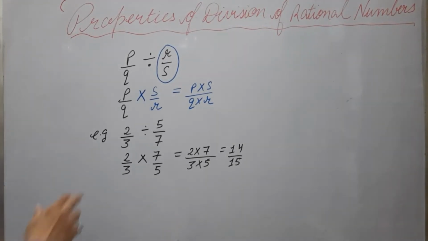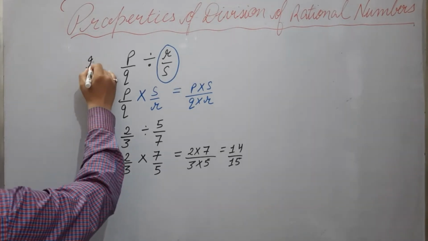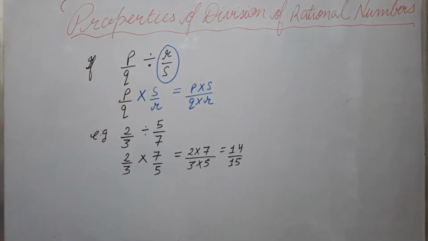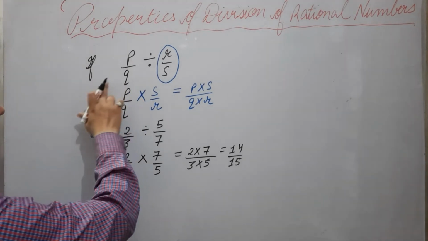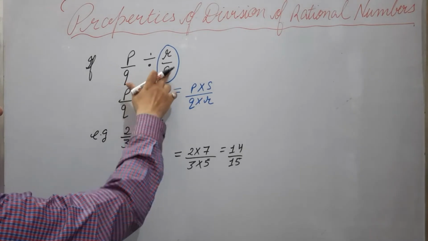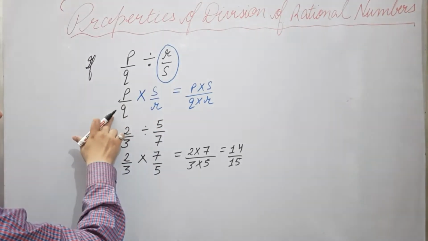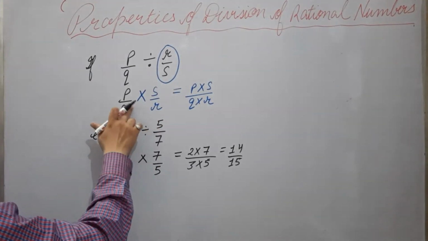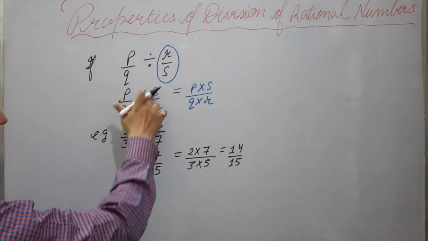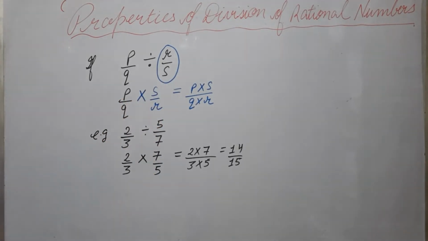In general, if P by Q and R by S are two rational numbers, then P by Q divided by R by S is the number P by Q multiplied with the multiplicative inverse of R by S. So this is the division of two rational numbers.